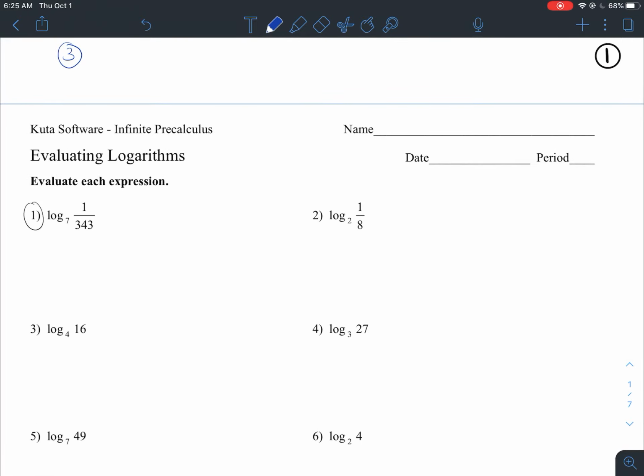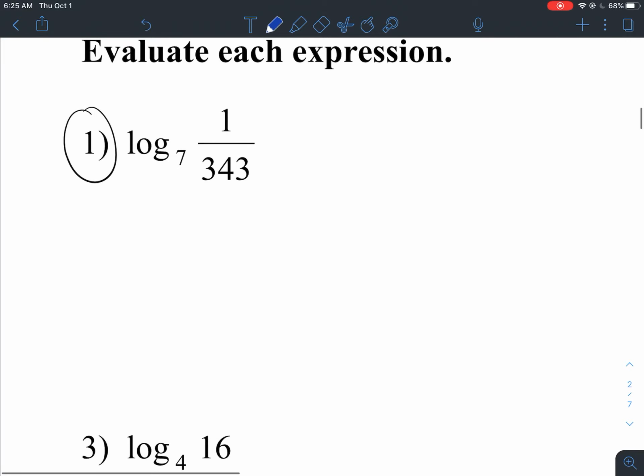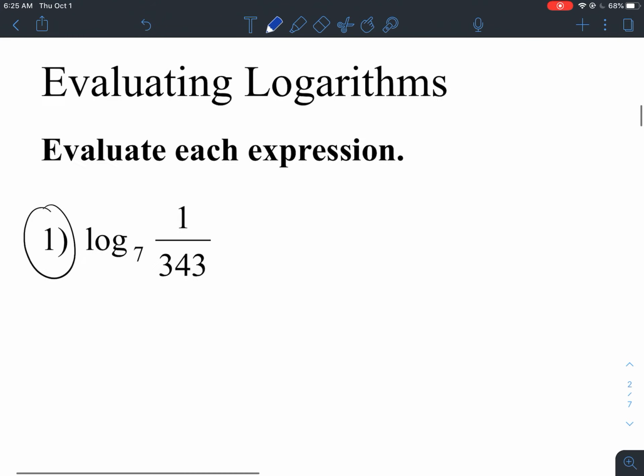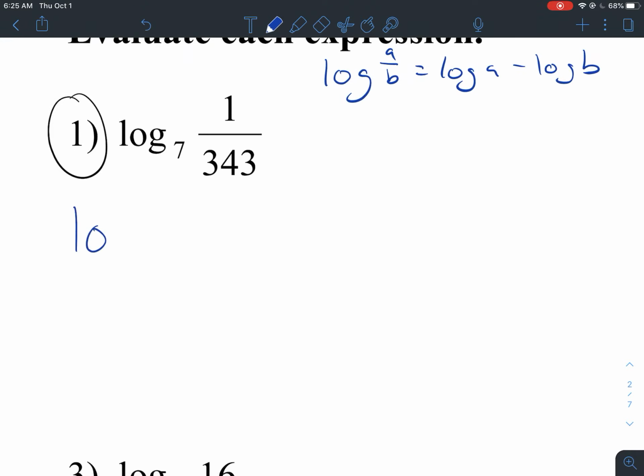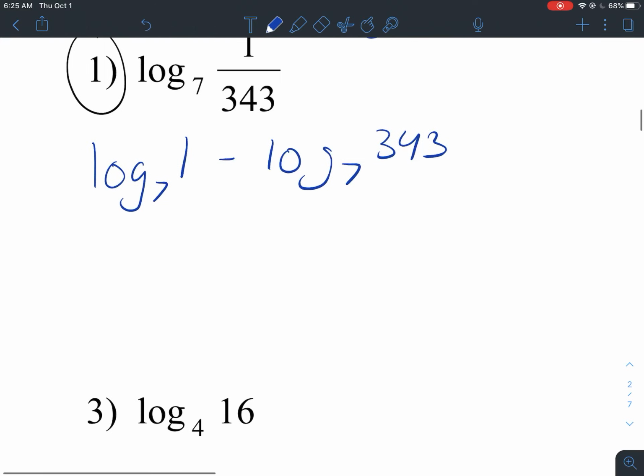All right, so let's go ahead. The next page asks you to evaluate each expression. So we're going to go ahead and use our log properties. We've got division, right? And if you recall, log of a over b is going to give us log of a minus log of b. So that's what we're going to do. We're going to do log base 7 of 1 minus log base 7 of 343.